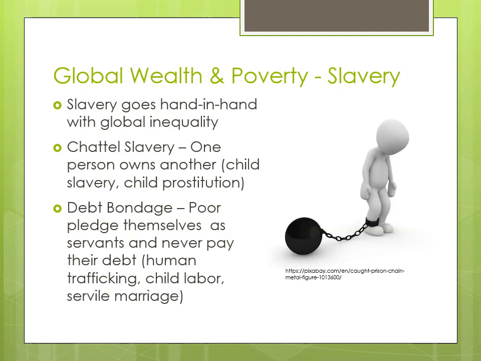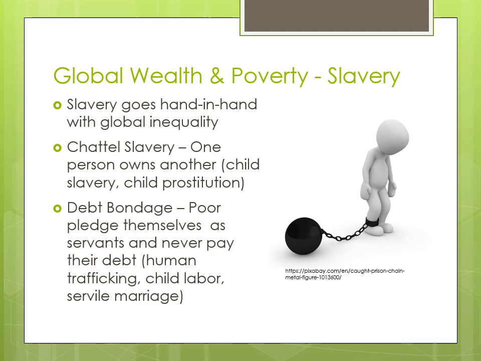And so we now talk about slavery. Slavery goes hand in hand with these patterns of inequality that are created by wealthy nations and by wealthy individuals inside these middle income or low income nations. Chattel slavery, this is where one person owns another. We have examples here of child slavery and child prostitution.